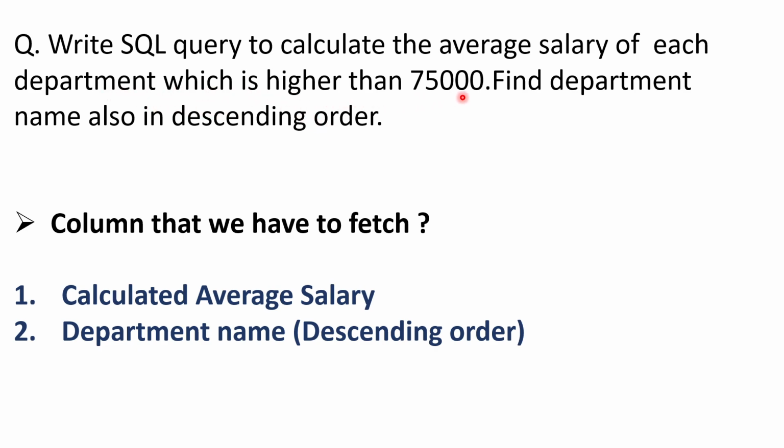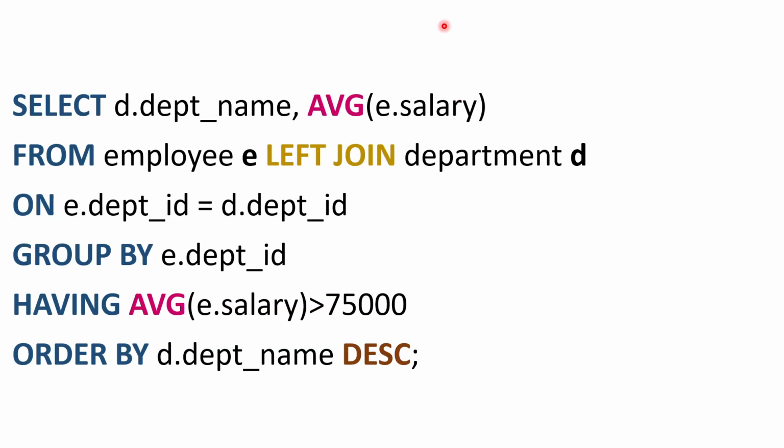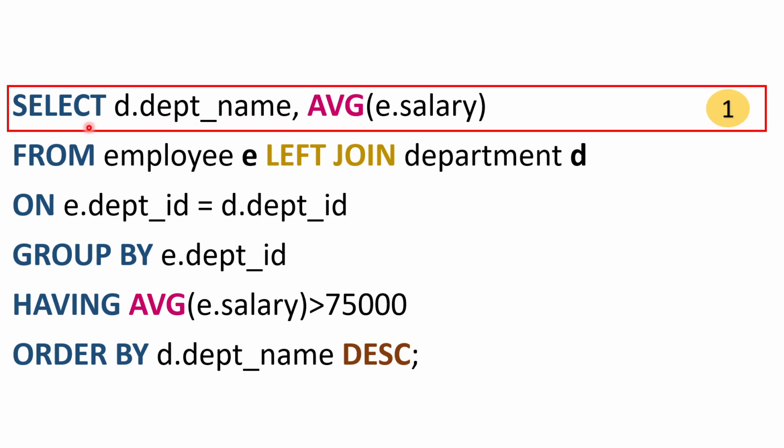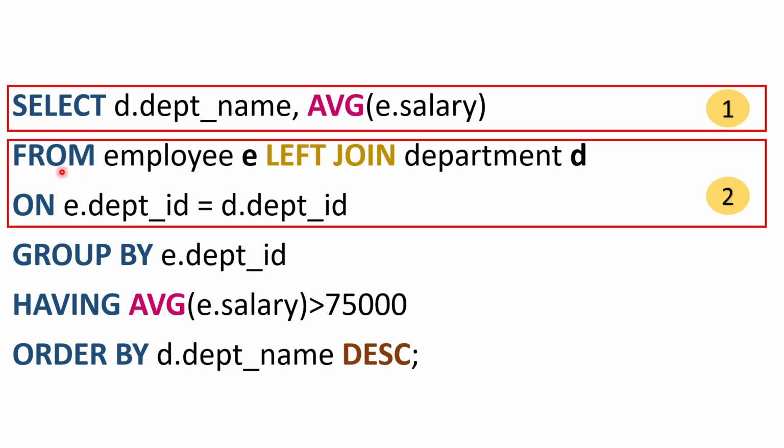So let's follow our 3-step formula. First we will write the required column names with the select statement, that is select d.department_name, comma, average of e.salary. And then we will write the SQL for joining the two tables. This will be the same as before, which is from employee e left join department d on e.department_id equal to d.department_id.